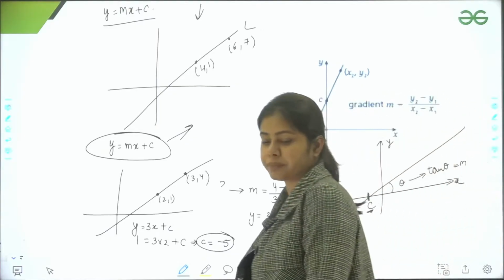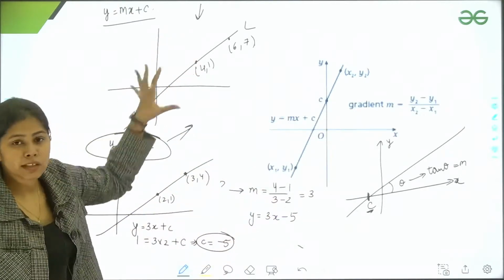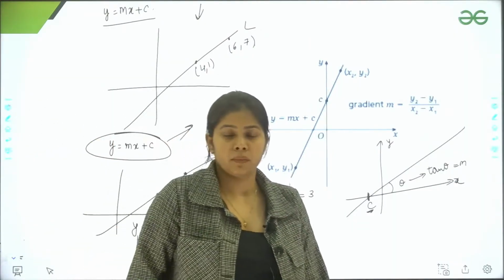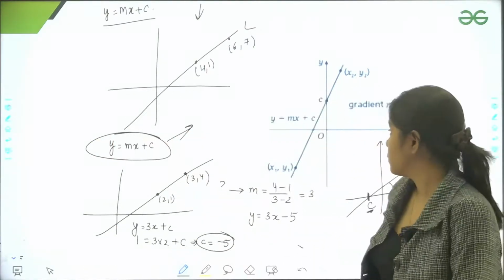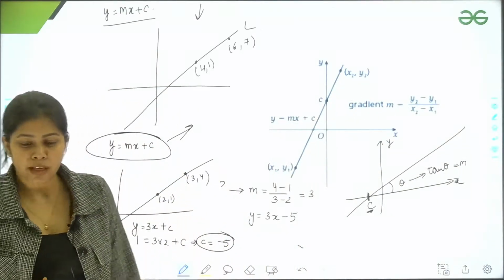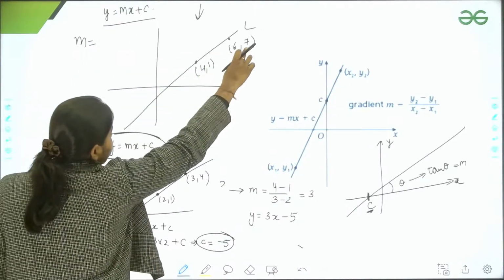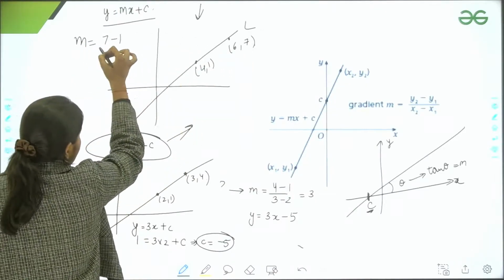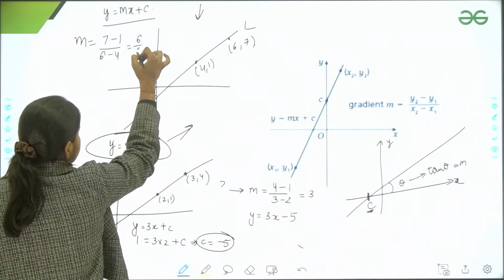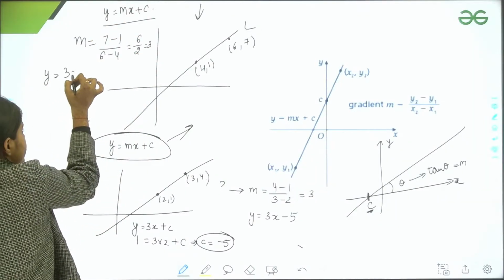For the line, just let me know guys, what would be the equation of a line here? So we know that the equation of a line is y is equal to mx plus c. I'll find out m here. M is what? y2 minus y1. That means 7 minus 1 upon 6 minus 4. That means 6 by 2. That is 3. So slope is 3. So the equation would become y is equal to 3x plus c.